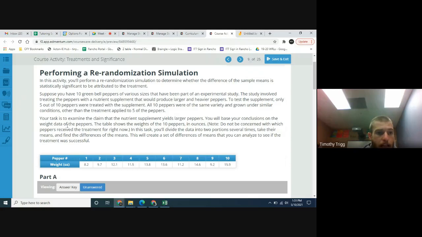Okay, your task is to examine the claim that the nutrient supplement yields larger peppers. You will base your conclusions on the weight data of the peppers. The table shows the weights of 10 peppers in ounces. Note, do not be concerned with which peppers receive the treatment for right now. In this task, you'll divide the data into 2 portions several times. Take their means and find the differences of the means. This will create a set of differences of means that you can analyze to see if the treatment was successful.